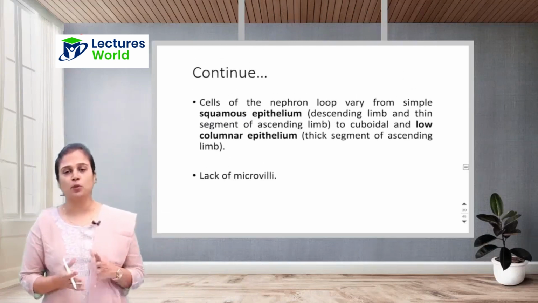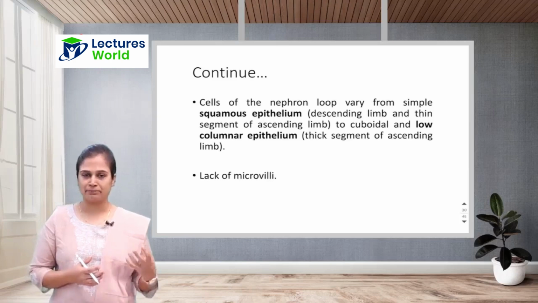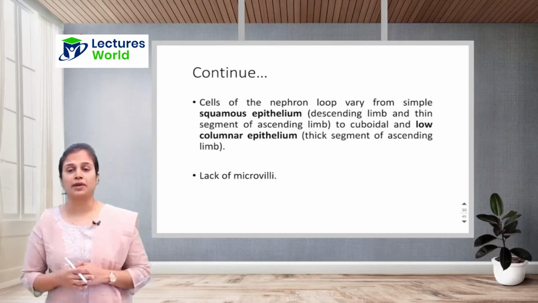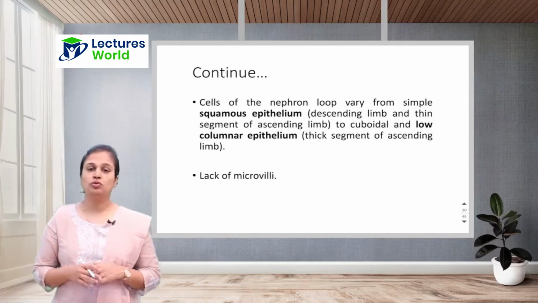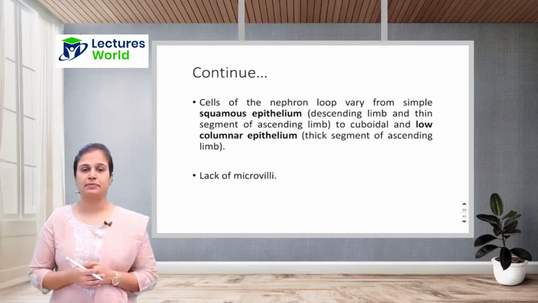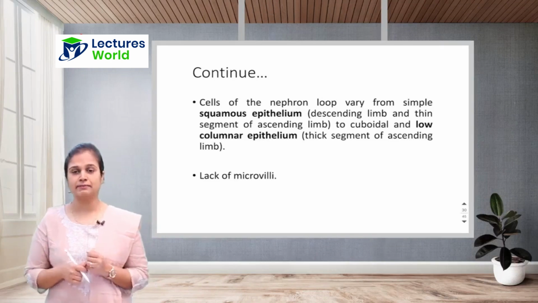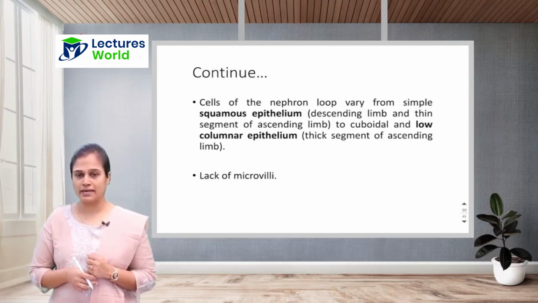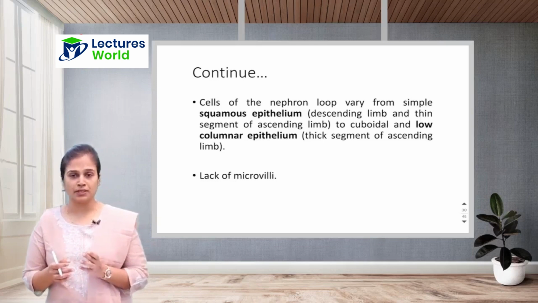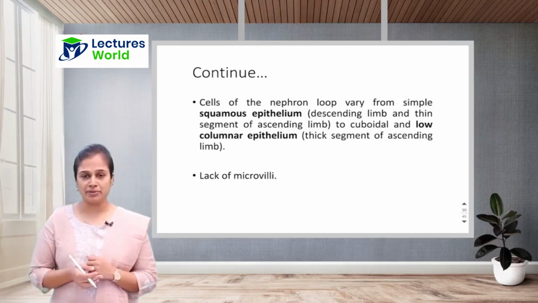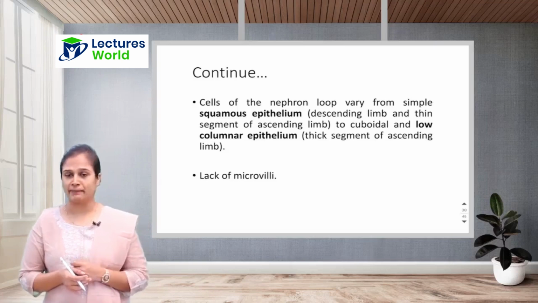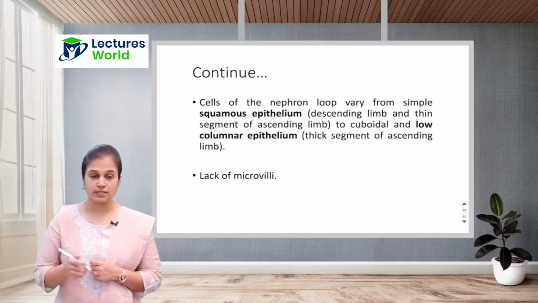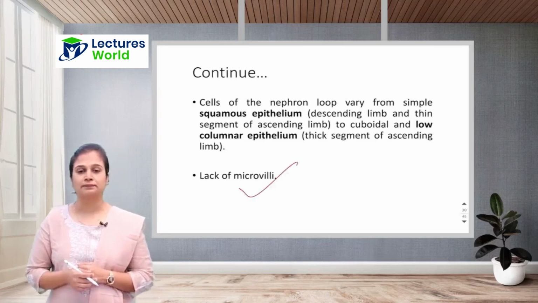The cells of the nephron loop vary from simple squamous epithelium, which is present in the descending limb and the thin segment of the ascending limb, to cuboidal and low columnar epithelium. So in nephrons, different types of cells are present. First is the simple squamous epithelium, in the descending limb and the thin segment of the ascending limb. There are cuboidal cells and low columnar epithelium in the thick segment of the ascending limb, but here there is a lack of microvilli.